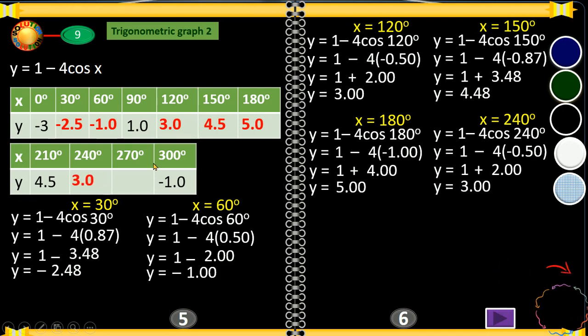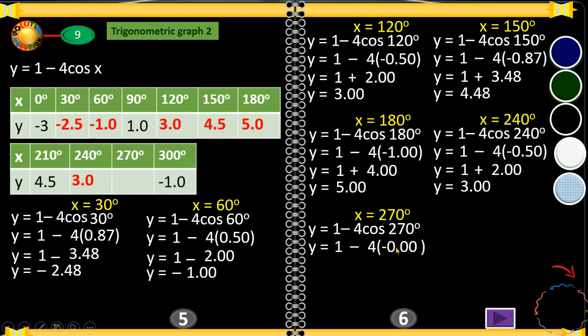So finally, we're going to find the value of y when x is 270. We'll replace this with 270, and then we're going to simplify. That will give me 1 minus 4 times cos 270, which is 0. Then that will give us 1 plus 0, and then finally the answer will give us 1. Now we have completed the table of values.